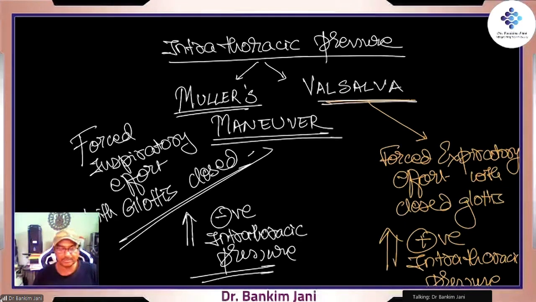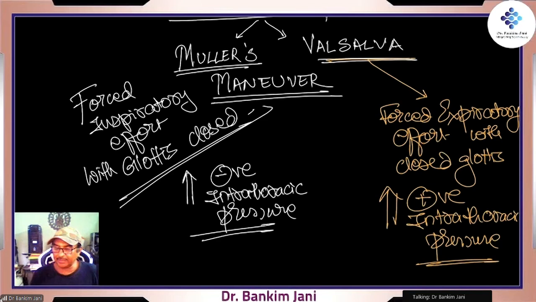Negative intrathoracic pressure is raised. Obviously, you are trying to do the inspiration, but you have expanded the chest and are not letting the air go, so there will be negative pressure. Correct. When it comes to forced expiratory effort with closed glottis, when you try to breathe out, the chest is compressed, but the glottis is closed. So that's why there would be more pressure in the chest.